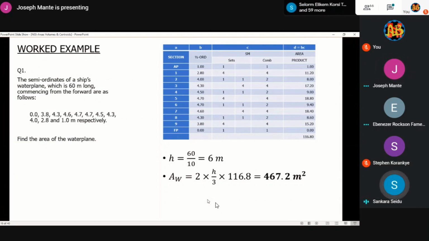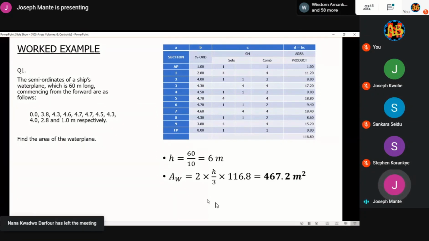Sir, please, will they always give us the ordinates? Yes, well, it depends on the question. Some will give you ordinates. We have different types of calculating for this particular area. Some you will have to find your own way, but mostly we will be giving ordinates to work with.